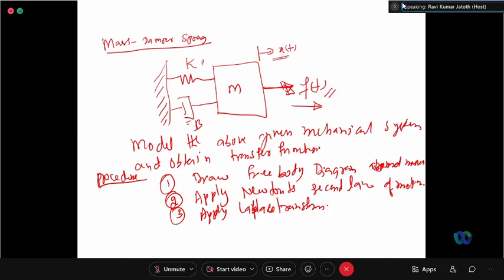And how would the spring force be acting on the body? Opposite to the direction of motion. And how will the frictional force be acting? Even it would be in the opposite direction. Is it fine?